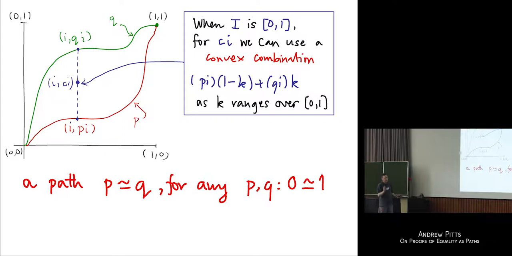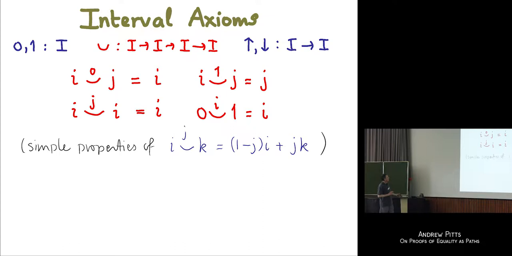So the key step now is that, like we did with connection, we're just going to axiomatize some very anodyne properties of convex combination and use those, and it'll turn out that it gives us enough. So let me write I smiley K J, sort of a convex kind of thing, to mean something which is intended in the real world to be this: (1 minus J) times I plus J times K.